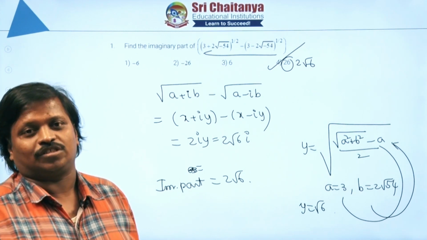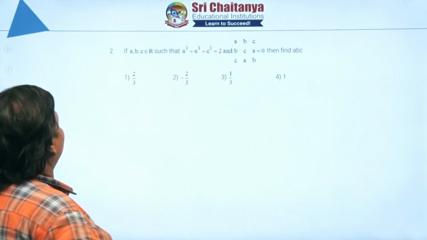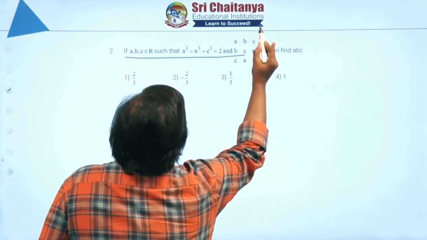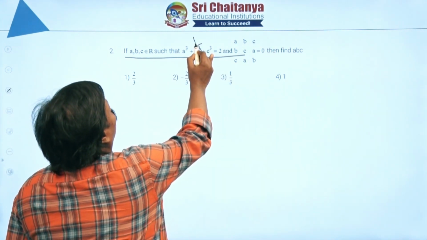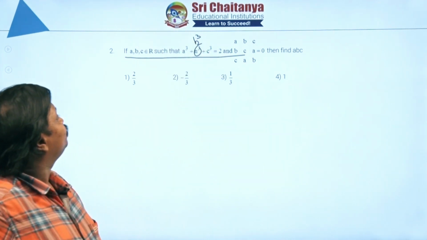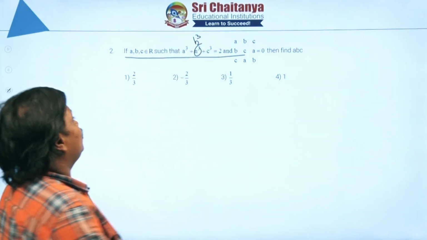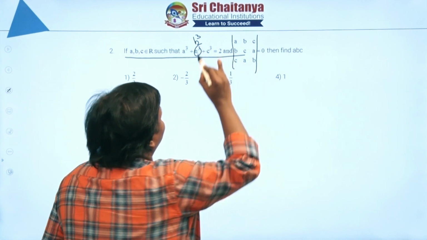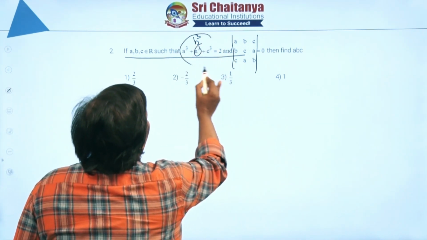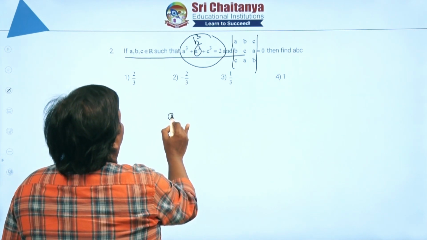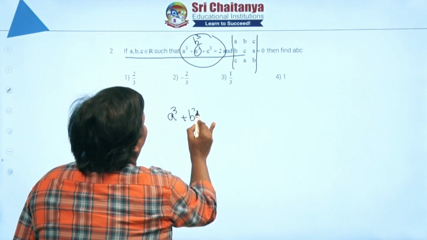Let us see the next question, the second question. ABC belongs to R such that a cube plus, I think it will be b cube, there may be a correction in the collection. And it is a determinant; I think there may be some mistakes in the collection. So a cube plus b cube plus c cube equals 2. This is the given data.